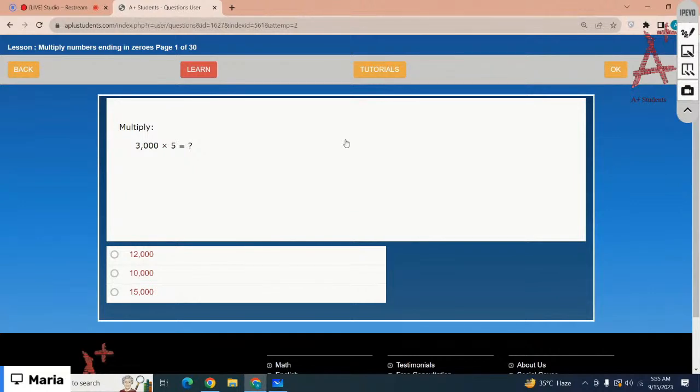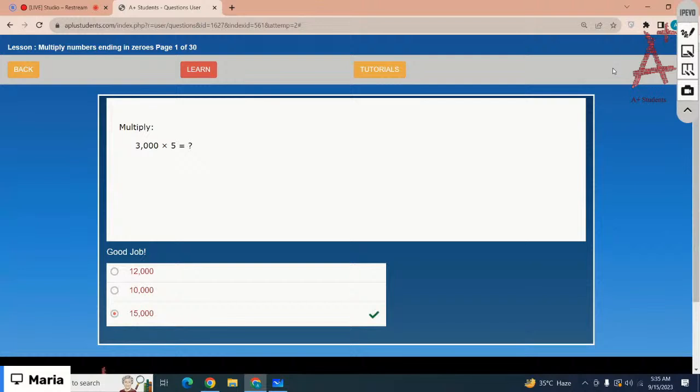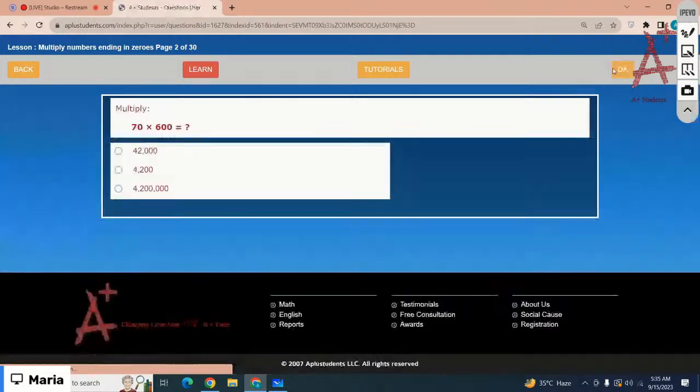the correct option is option number 3. Just multiply the non-zero values and then add the number of zeros, right? Count the number of zeros in both the numbers and then add them, right? The next one is 70 times 600. So which is the correct option?